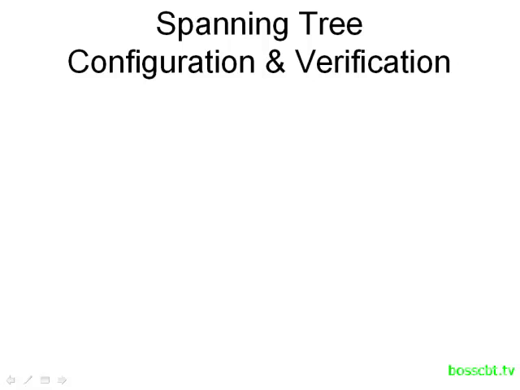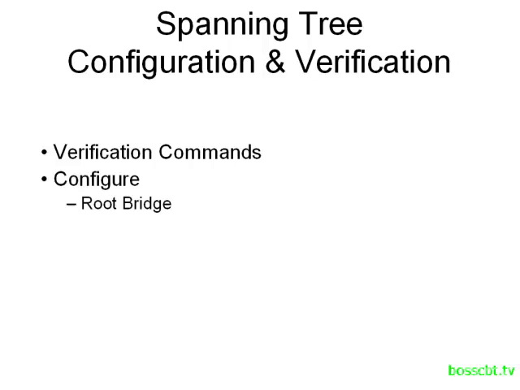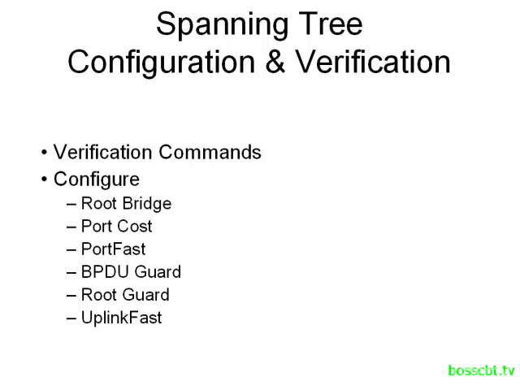So in this tutorial, we'll start off by looking at a few verification commands to get a sense of how a switch is functioning in its default behavior. And then we'll figure out how to configure the root bridge on a network. We'll take a look at configuring port cost, PortFast, BPDU Guard, root guard, UplinkFast, and BackboneFast. These are all optional configurations, and it seems like a lot, but really each one is pretty simple, and there's not a lot to each one in terms of the number of commands you need to issue.